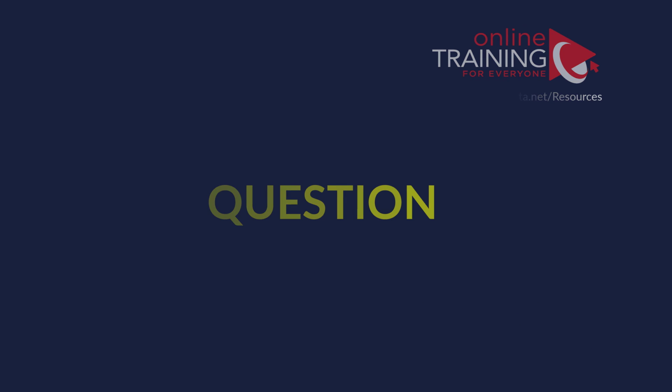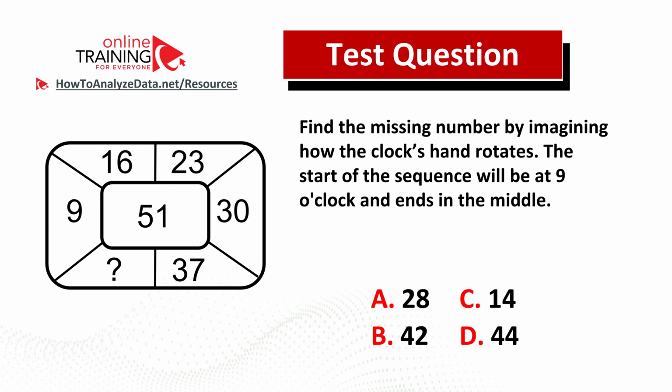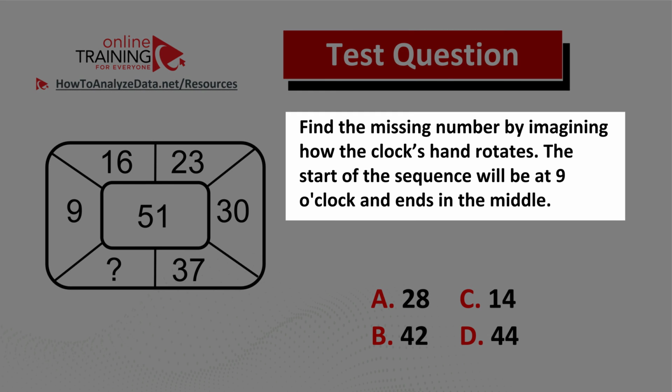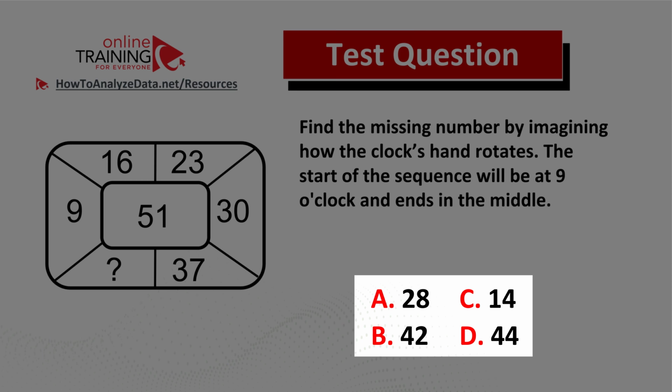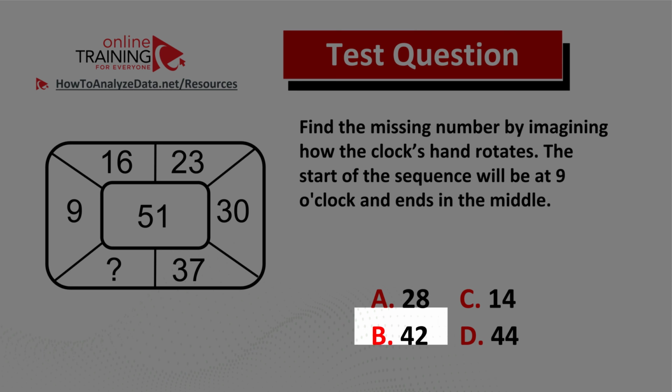Some of you might find this question tricky, but regardless of whether you can solve it on your own or not, you will be excited to learn the solution to this real live assessment test question. Find the missing number by imagining how the clock's handle rotates. The start of the sequence will be at 9 o'clock and it ends in the middle. You have 4 different choices. Choice A, 28. Choice B, 42. Choice C, 14. And choice D, 44.